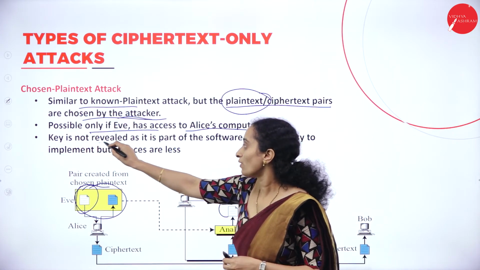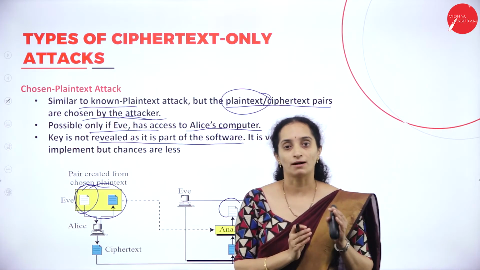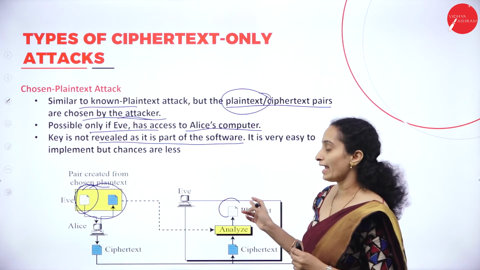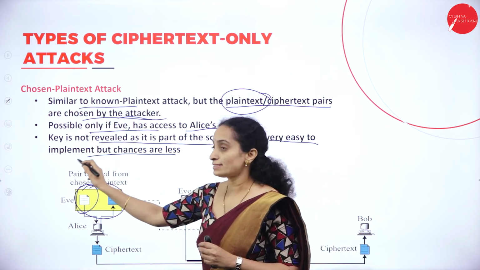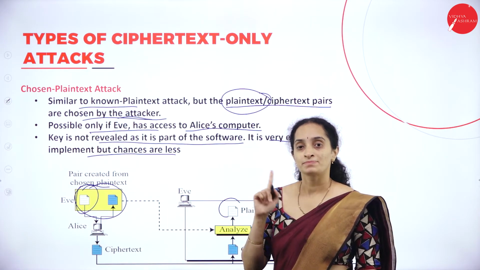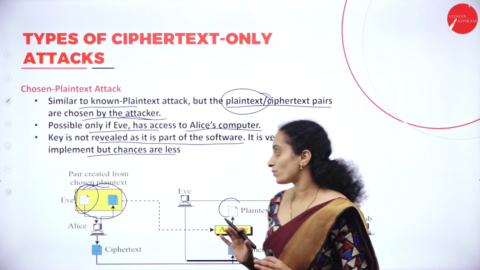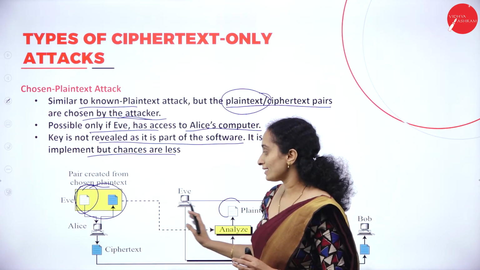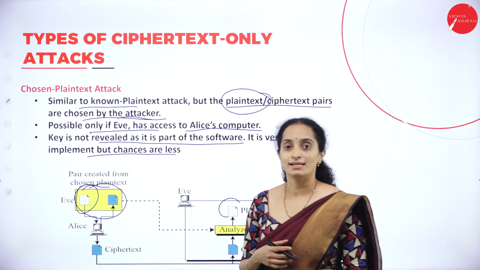Key is not revealed as it is part of the software. It will be combined with the message so that the key will not be revealed to the attacker or the adversary. It is very easy to implement, but chances are very much less. We assume that Alice has made necessary security measures so that the adversary will not get into Alice's computer. In such a case, the chances of a chosen plain text attack will be very much less.